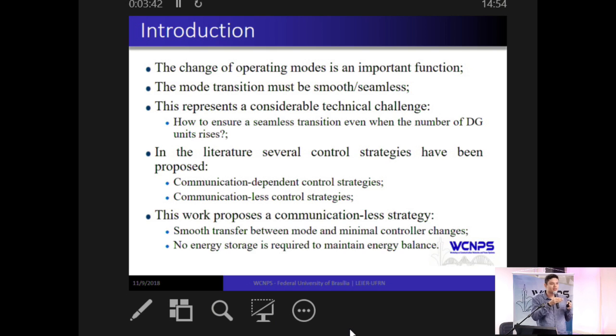Some are based on communication systems, and some others don't use communication. The ones that use communication systems have good performance, but they have this communication link that can be perturbed or broken, and this is a vulnerability. So this work proposes a communication-less strategy that provides a smooth transfer between modes and minimal controller changes. One distinguishing feature is that it does not require a storage system to maintain the energy balancing in autonomous mode.